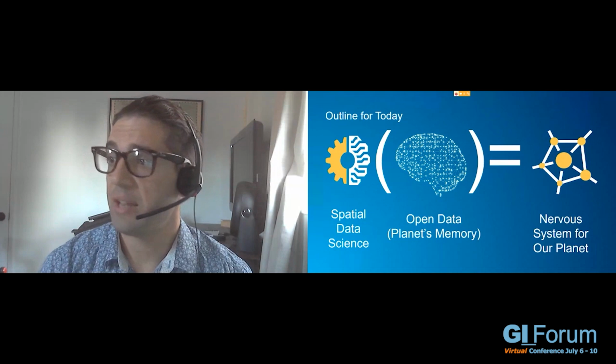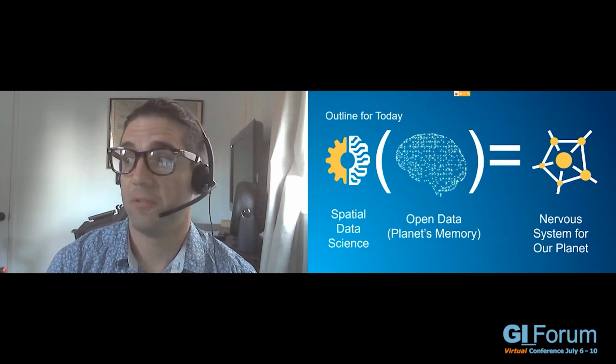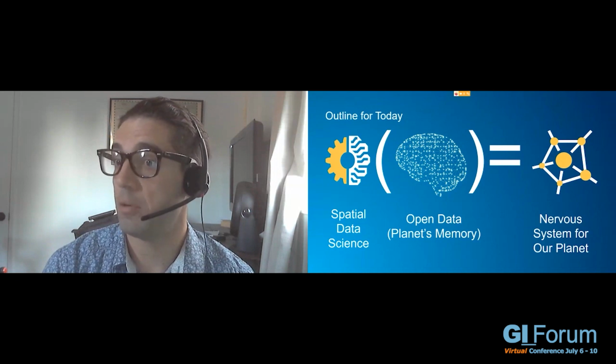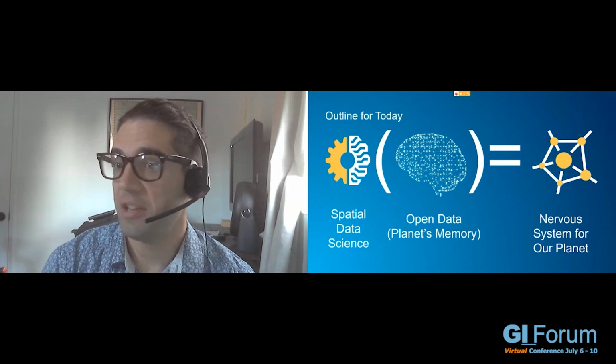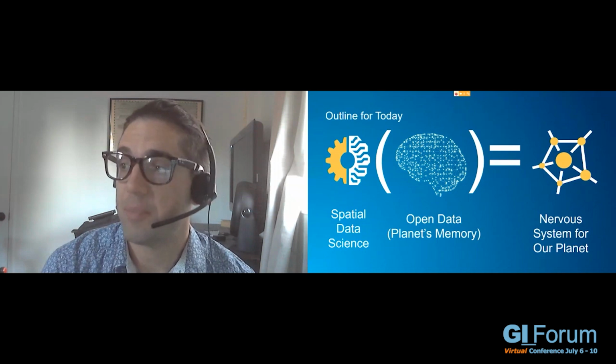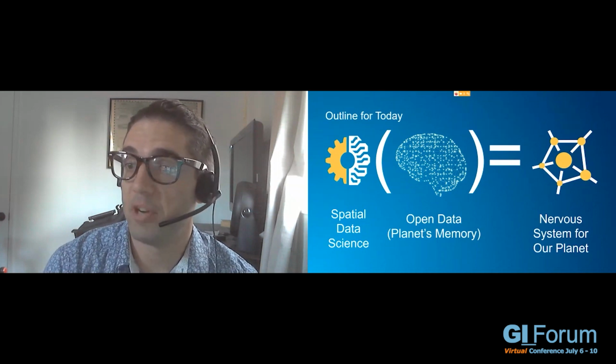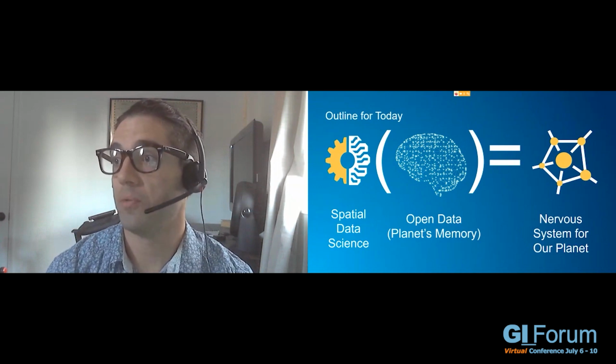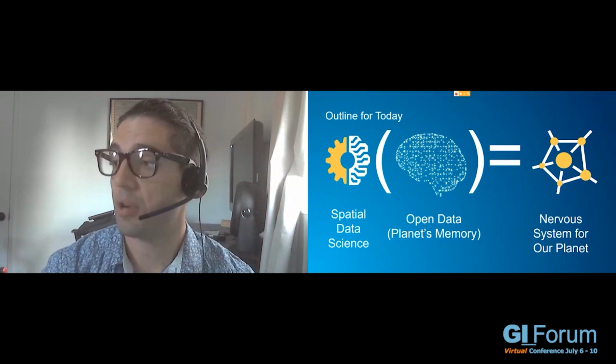but we know that analysis is only powerful if there is data. So in the second part, I will talk a little bit about open data. And at SG, we also refer to this as the planet's memory, kind of building this memory of an open data source that people can leverage to solve spatial data science problems.